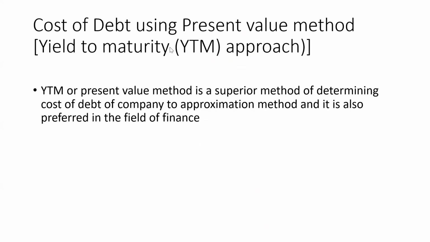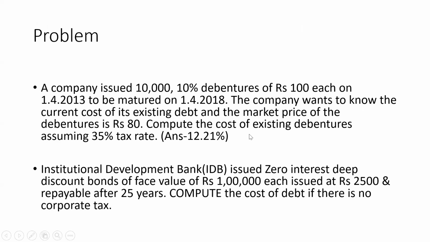Now, if I start talking about cost of debt using a present value method or yield to maturity method, the yield to maturity is the present value method and it is a superior method of determining the cost of debt of the company compared to the approximation method, and it is also preferred in the field of finance. The yield to maturity method is much more popular and it gives much more realistic data to you.